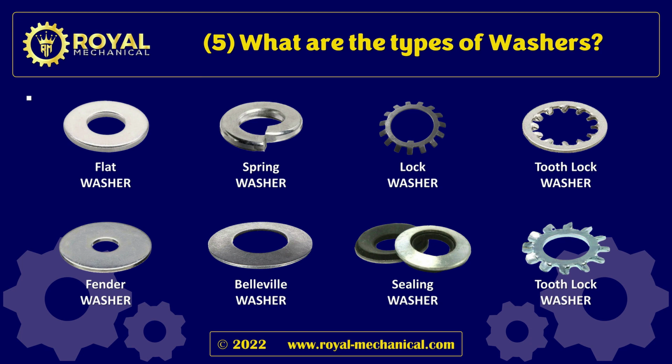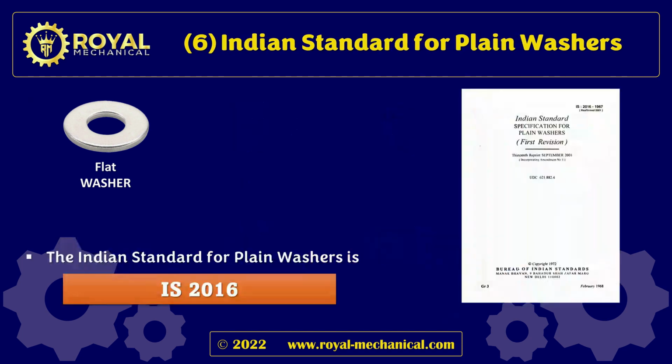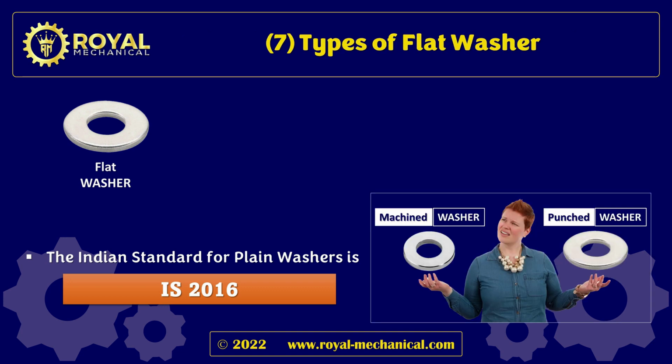How many types of washers are there in the industry? There are a variety of washers used in the industry. Popular are flat, spring, lock, tooth lock, sealing, Belleville, and fender washers. The Indian standard for plain washers is IS 2016. As per IS 2016, there are two types of plain washers: machined and punched.